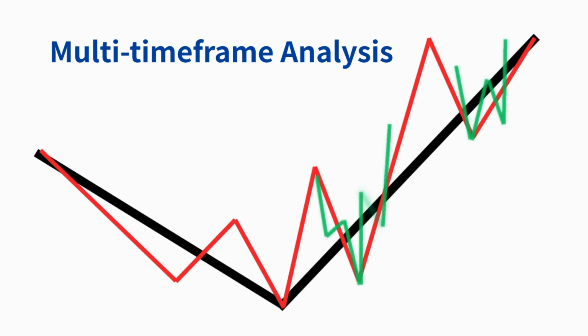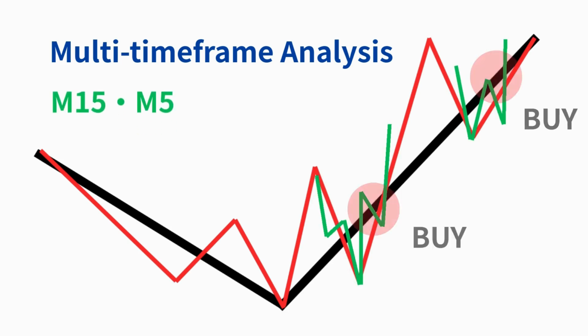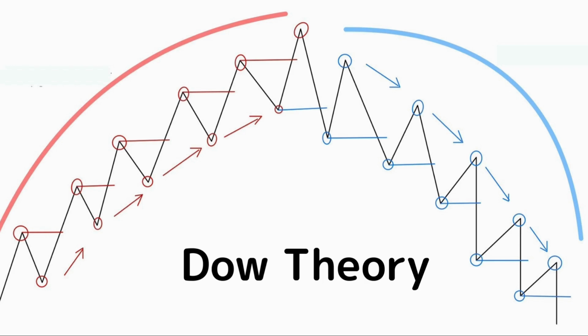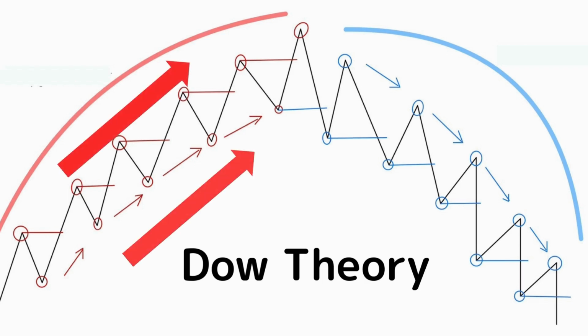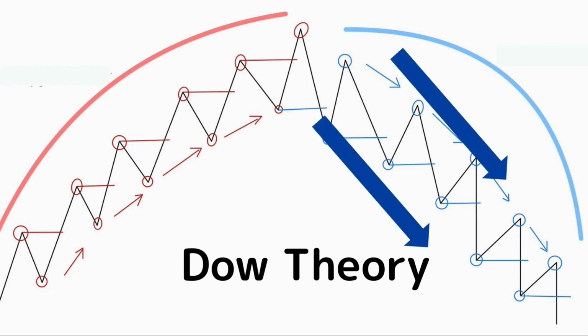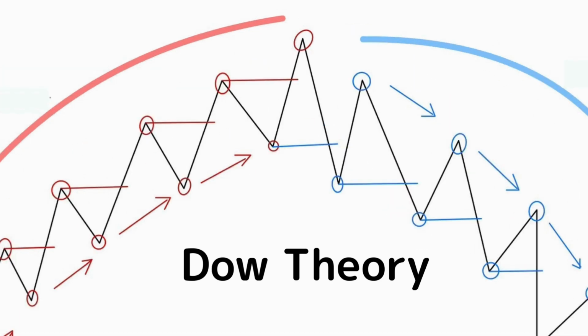When making an entry, I also analyze the 15-minute and 5-minute charts. Additionally, I follow Dow Theory for my analysis. To briefly explain, an uptrend is defined by higher highs and higher lows, while a downtrend is defined by lower highs and lower lows. A trend reversal occurs when this pattern breaks. If the price breaks below the most recent low after reaching a high, a downtrend begins.